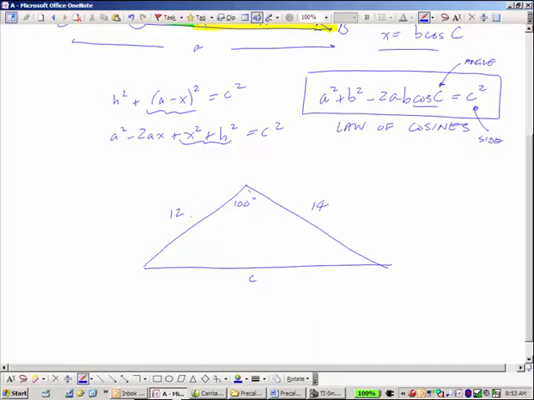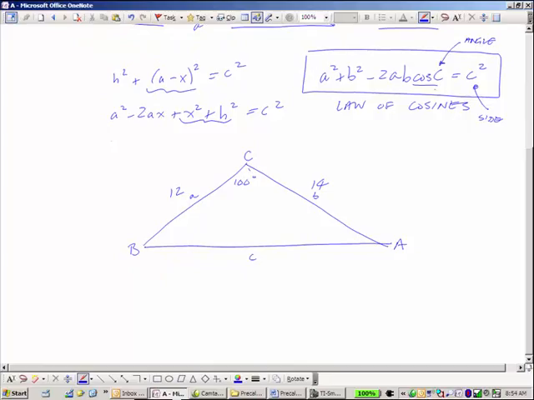I'm going to call this side A and this side B, and that makes this angle C, this angle A, and this angle B. They didn't label that triangle for me, but do you see how I sort of contrived those labels? So this is what the law of cosines would say. It says a squared plus b squared minus 2ab cosine C is equal to c squared.